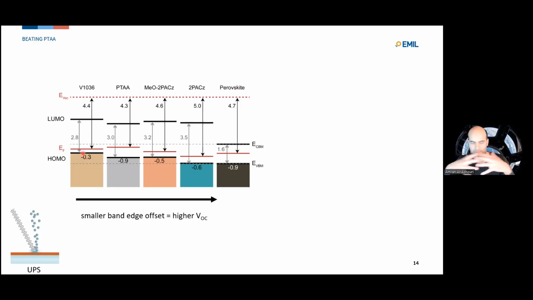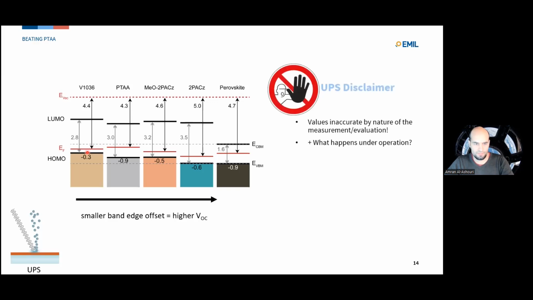Not, I mean, poor selectivity, right? So probably electrons get into the system here as well. But here, a big disclaimer: the values that you see in these here usually are very inaccurate just by nature of the evaluation method. And we never know what happens under operation. So usually we just take a sample and measure only the hole-selective layer on top.